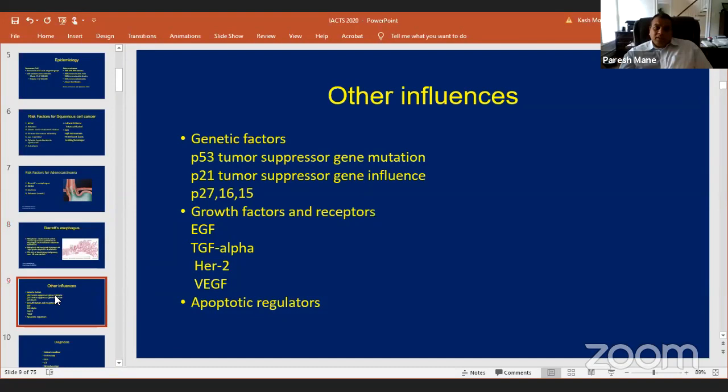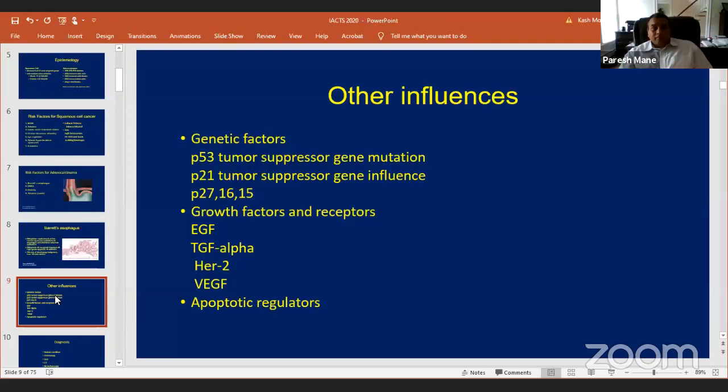There are other influences that matter because there is some element of genetic predisposition for esophagus cancer: P53 mutations, P21, growth factor receptor mutations, EGF, TGF, HER2-neu, VEGF, and various kinds of apoptotic regulators. So there is a certain degree of familial pattern to esophagus cancer as well.